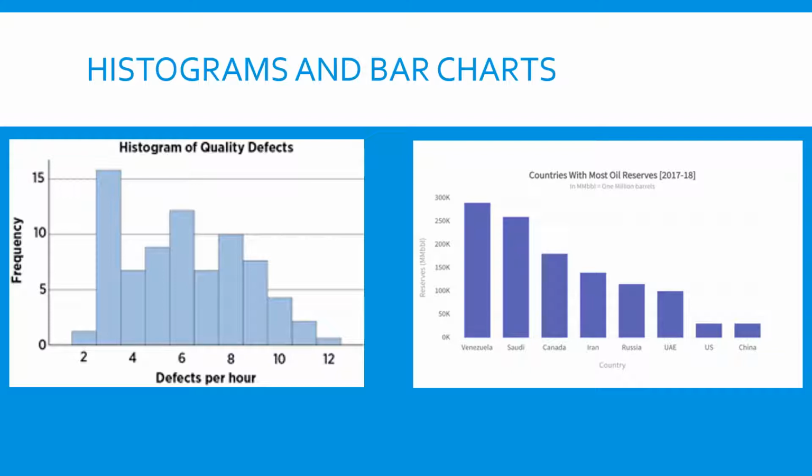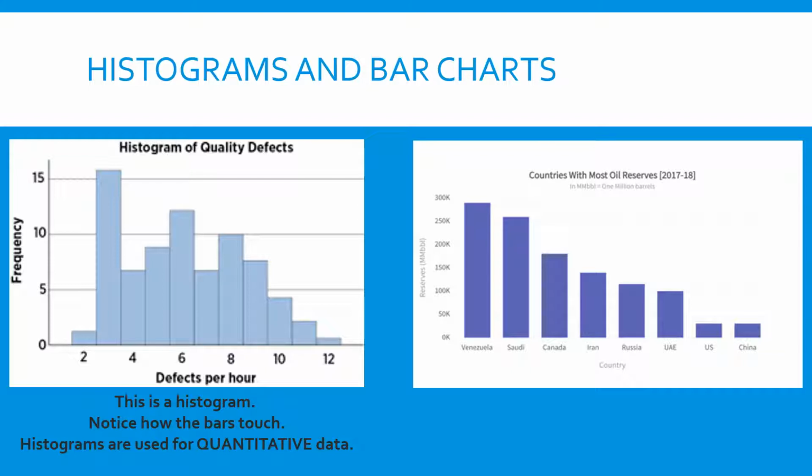The first thing that I notice is that the bars on the right hand side in that bar chart aren't touching. And in my histogram, the bars are touching. So that is the difference that you probably notice first between a histogram and a bar chart. On the left we have a histogram. Notice how the bars touch.